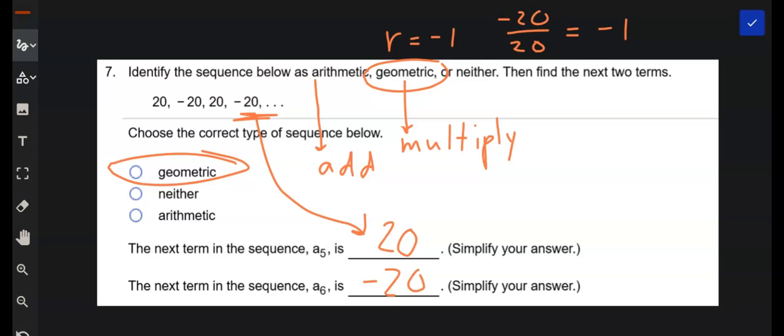The answer's -20. Oh my goodness, there's like an echo in the room. Are we at the bottom of a valley? Just making sure. Okay, all right, just making sure I knew.